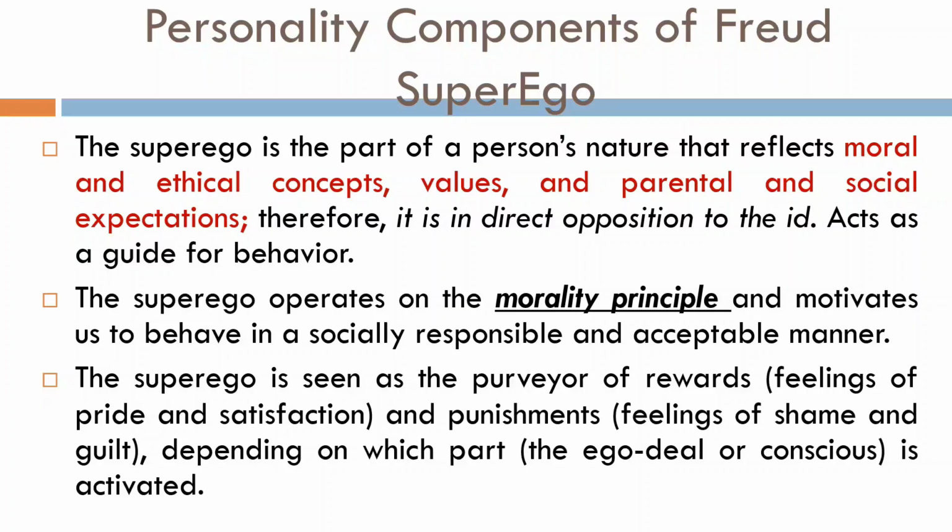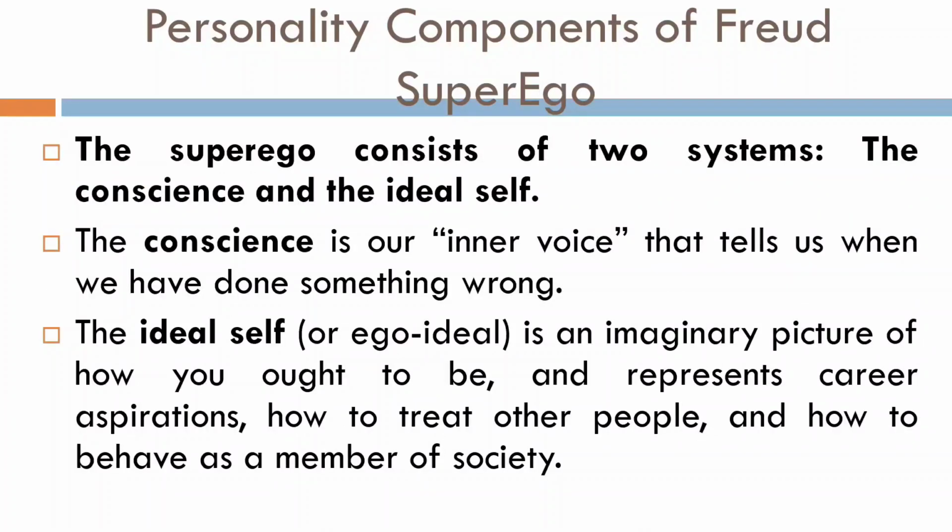It may lead to the reward, a feeling of pride and satisfaction, or may lead to a feeling of shame and guilt, depending on which part the superego is functioning. So superego consists of two systems. One is conscience and the second one is ideal self.